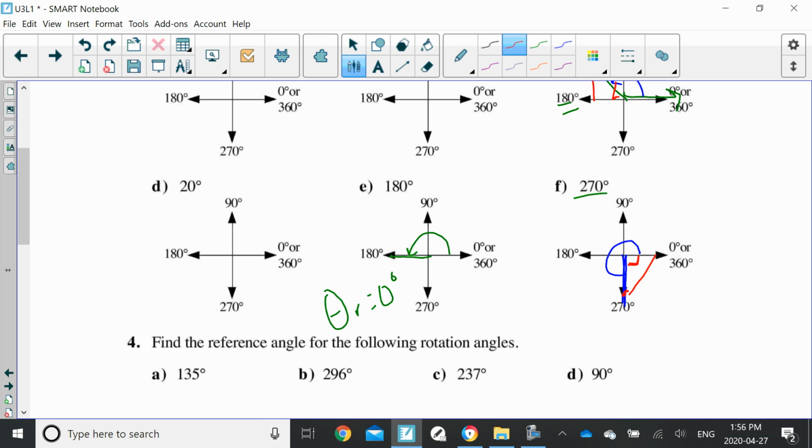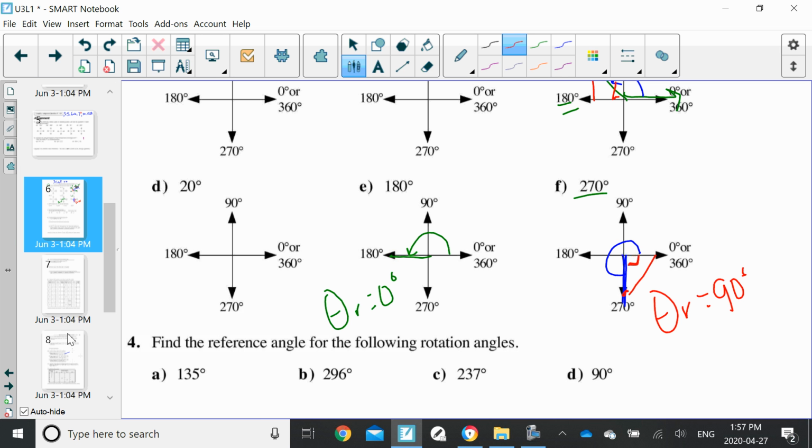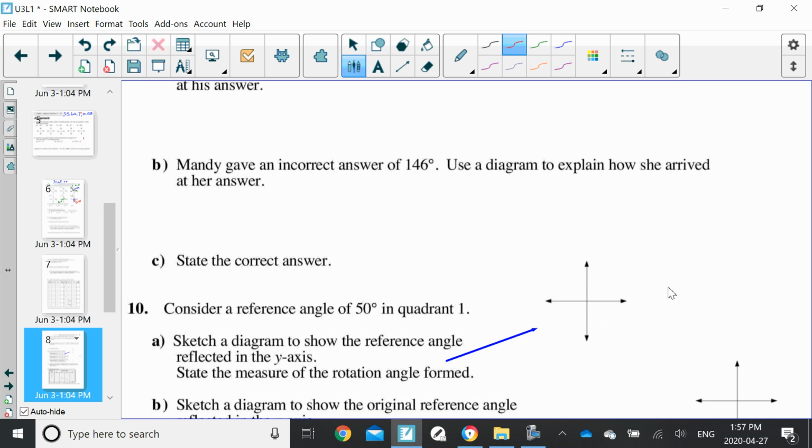So for a 270, if the angle in standard position is 270 degrees, then the reference angle to go from 270 to 360 would be 90 degrees. So theta R in that situation would be 90 degrees. Okay, and the only situation where you can't draw that vertical line from the terminal arm to the x-axis is if you're right at 270. So if you're at 270, the reference angle is going to be 90 degrees. Now look at question 10, and I'll go through this with you.